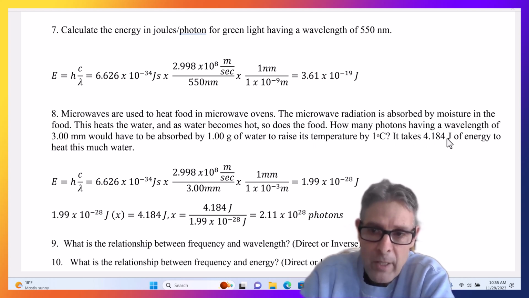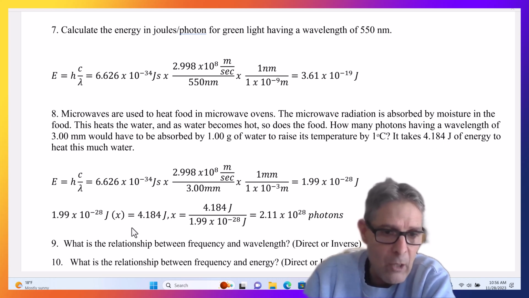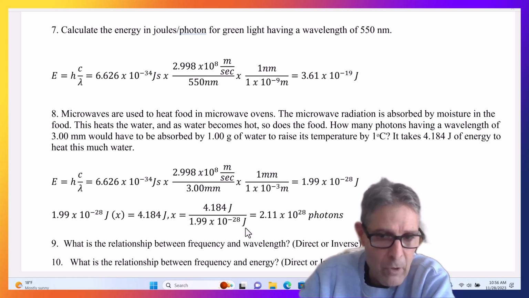But the question is this: if each photon is about 2 times 10 to the negative 28 joules, how many of those photons do you need to make up 4.184 joules? To answer that question, we take the number of joules we have and solve for x, which would be the number of photons it would take to make that up. I'm just isolating x here. I put 4.184 here, take the amount of energy in joules, divide the two, and I come up with 2.11 times 10 to the 28 photons.